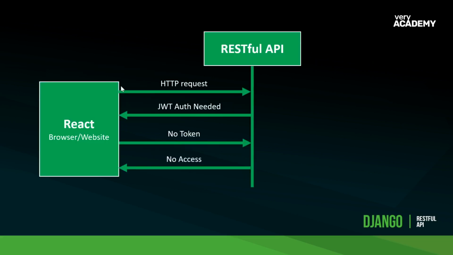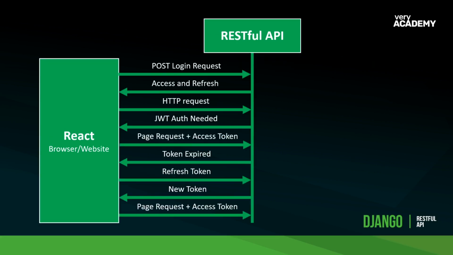Once we've configured JWT on the server, typically this is what's going to happen by default. React is going to request a service or some data. The RESTful API might send a message back saying, okay, we've got JWT authentication set up on the server, and you're going to need to authenticate yourself before you can access the data. In this case, React hasn't been set up, so we say, sorry, we don't have a token, and therefore we don't have any access.